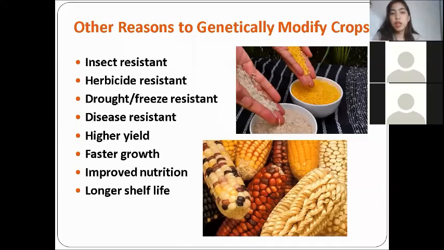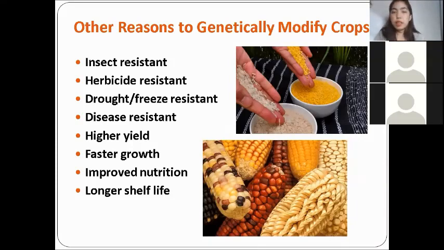Next is drought resistant, disease resistant, higher yield, faster growth, improved nutrition, longer shelf life. So the idea is, what is the weakness of that specific organism? Once you see the weakness, you can change it. So, oh, this is why the tomato spoils so much. So you're going to change the specific genes into the desirable traits to improve them, in the next offspring, in the next generation.